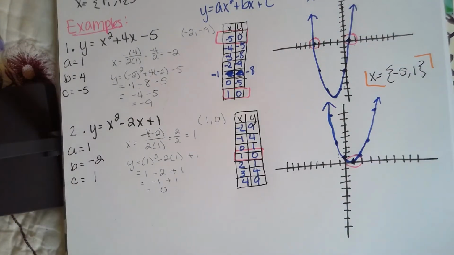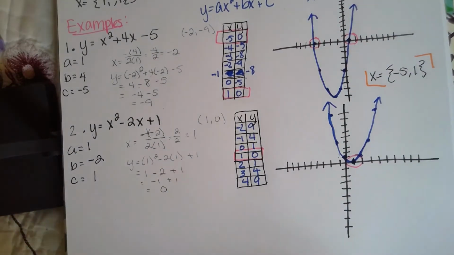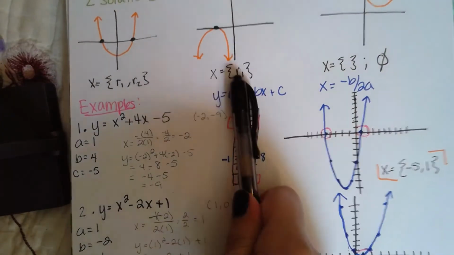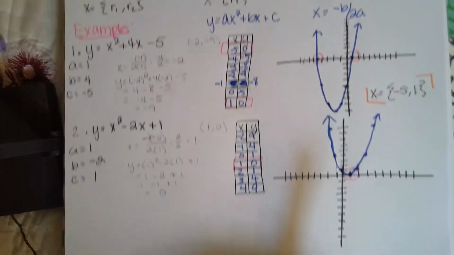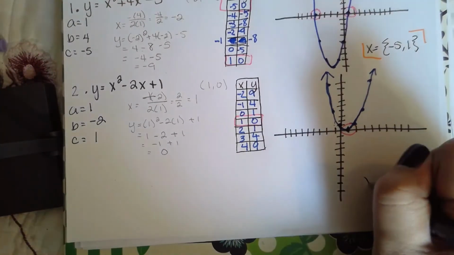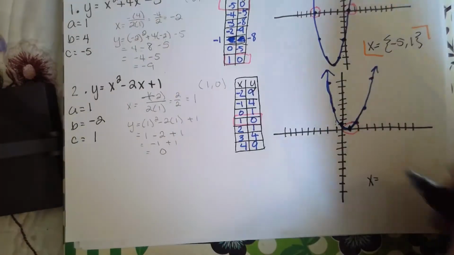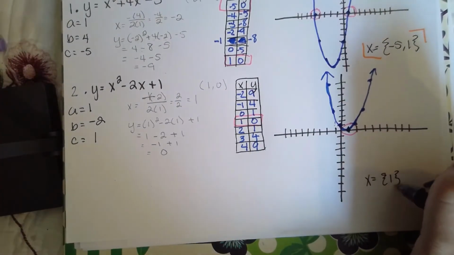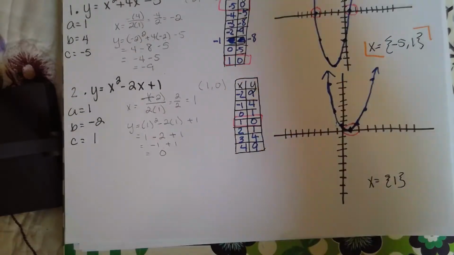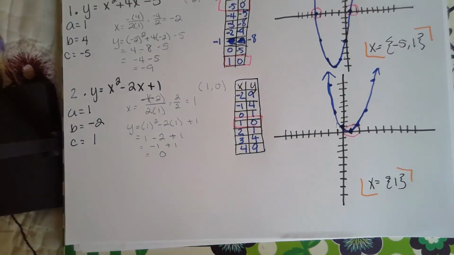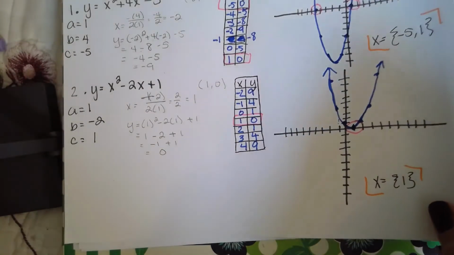Alright, number 3. So this one is y equals -x squared plus 2x minus 3. Alright. Finding my A, my B, my C. So if you have a negative at the beginning, that's a -1. That means your A is -1. This is a +2 as a B and a -3 as a C.